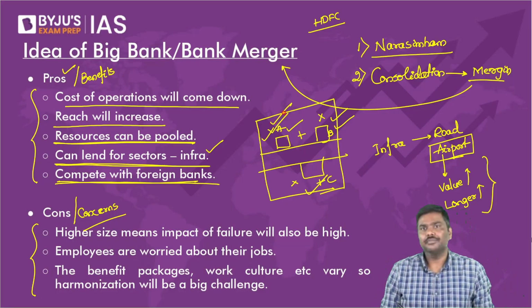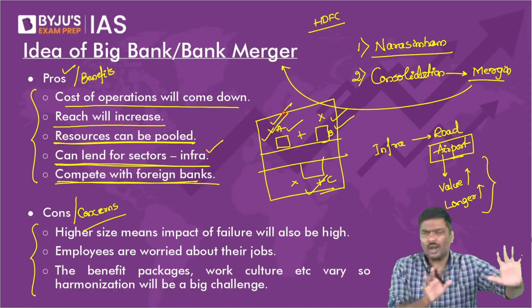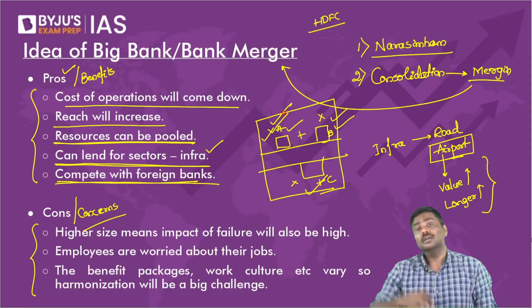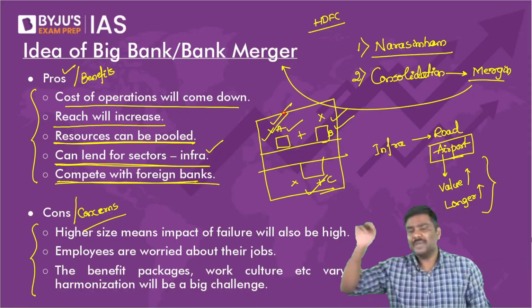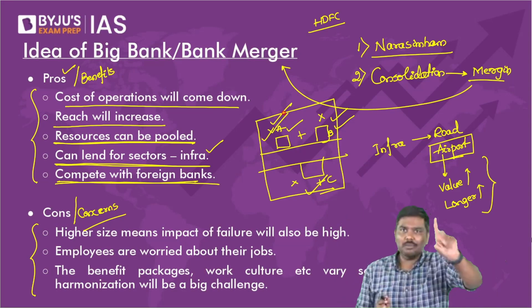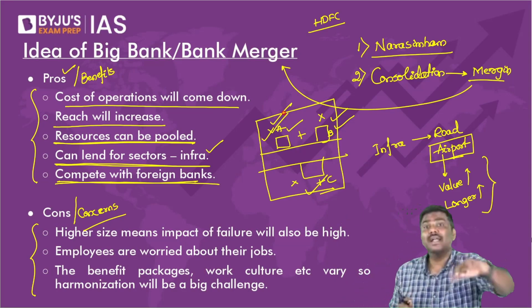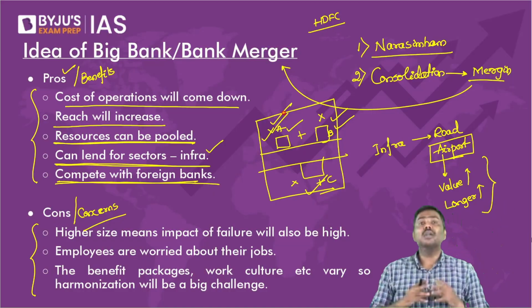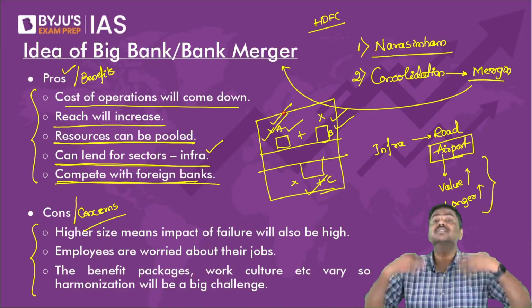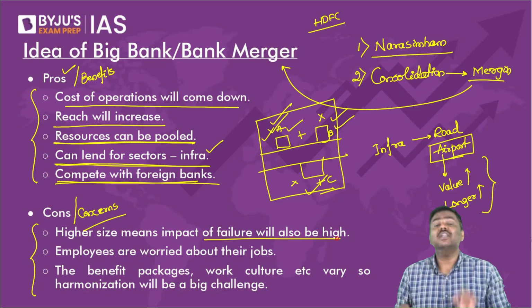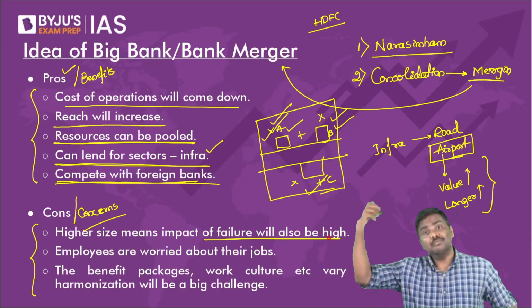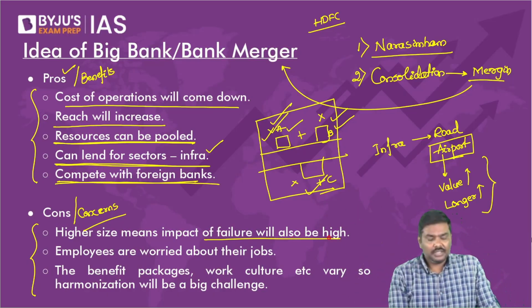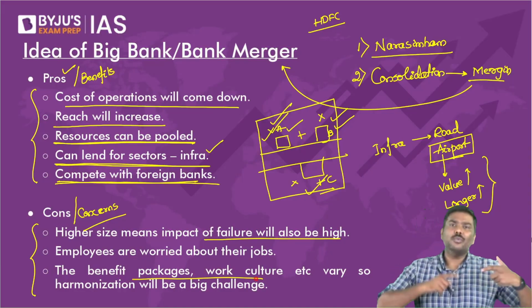Let me know. In example 1, A will fail. There will be impact, no doubt. In the second example, A plus B plus C were merged to create one big bank. Now, this big bank will fail. So, what about this concern regarding the failure of a big bank? Impact will be much higher.